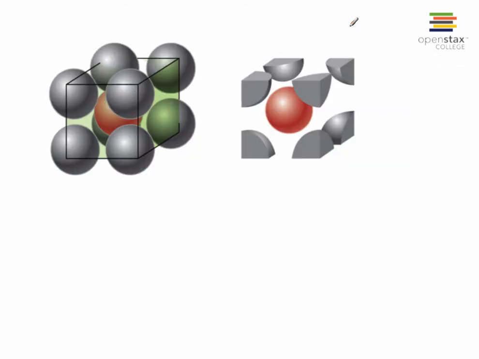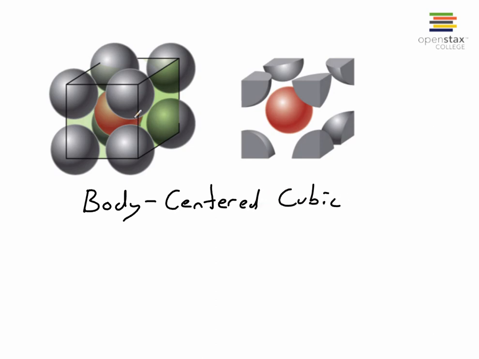Next structure we'll look at is body-centered cubic. So we can see that we have the lattice. This is just like simple cubic, but inside the lattice we put another atom in. So this is abbreviated BCC.